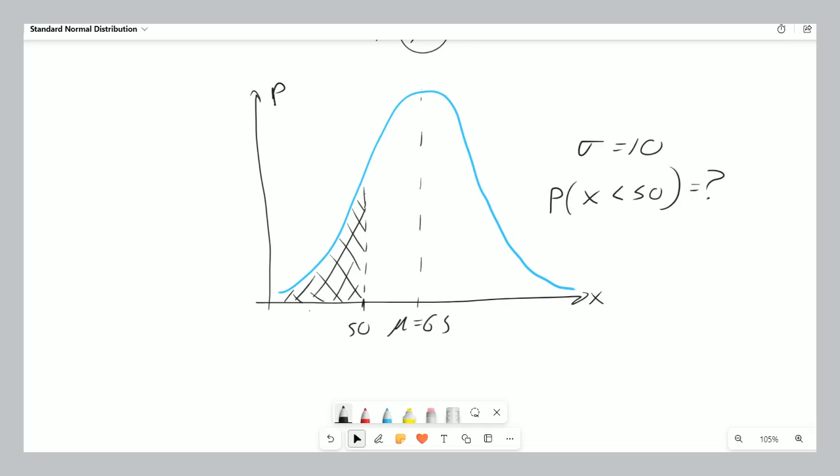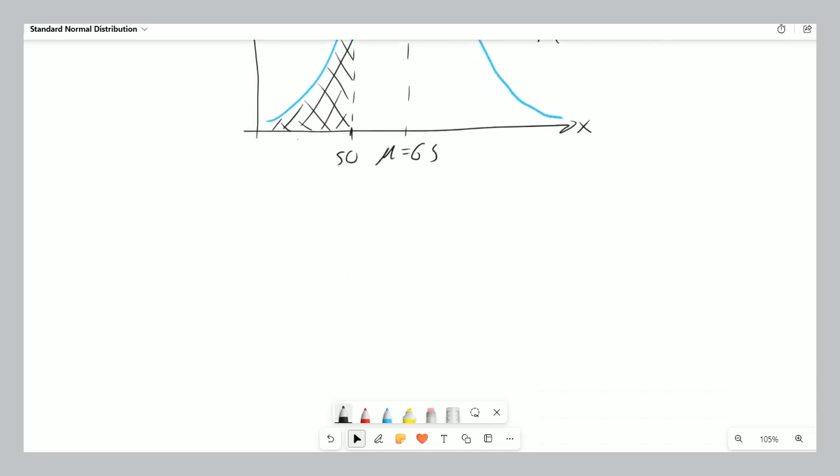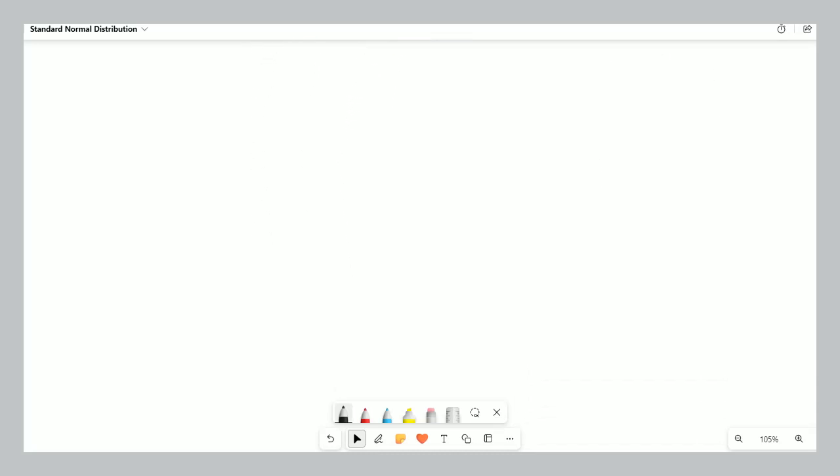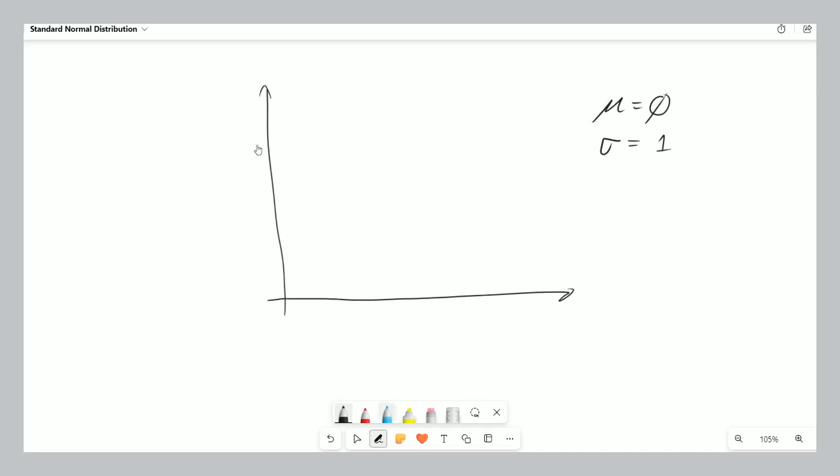That's the good news. The somewhat inconvenient, but somewhat convenient news is that this table exists for a very specific normal distribution, and that is a normal distribution with a mean value of 0 and a standard deviation of 1. Now, why such values for the mean value and the standard deviation? Well, because those are easy values to work with.